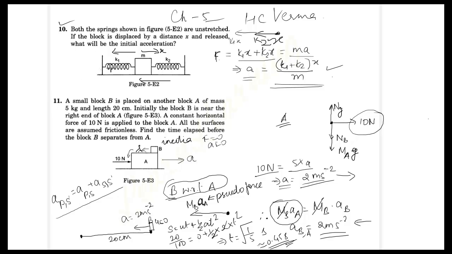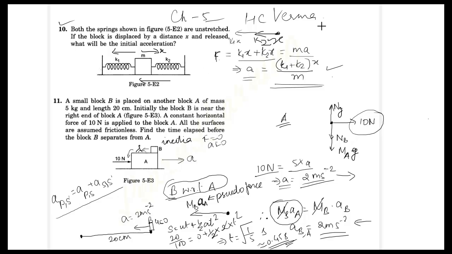So in question number 10 we have two springs of spring constants K1 and K2, a mass m is attached in between them, and the question is, if the mass is moved a distance x, what will be the initial acceleration? So if we move the mass x in this direction, the spring K1 will expand for a distance x and the spring K2 will be compressed by x.